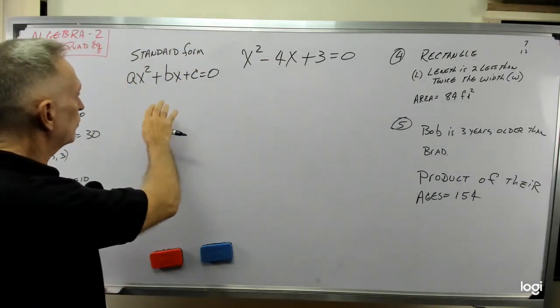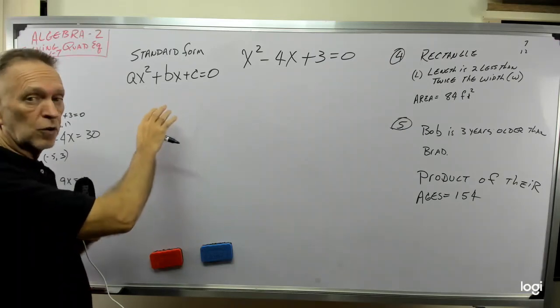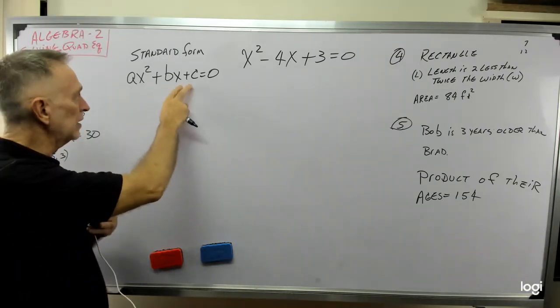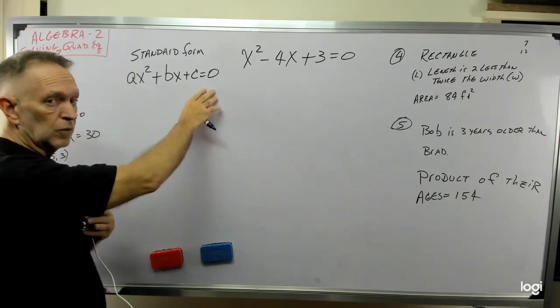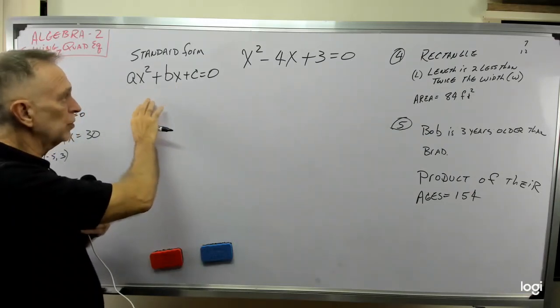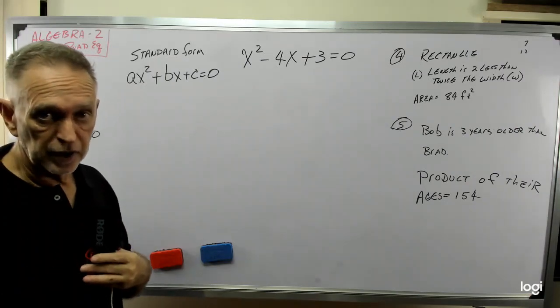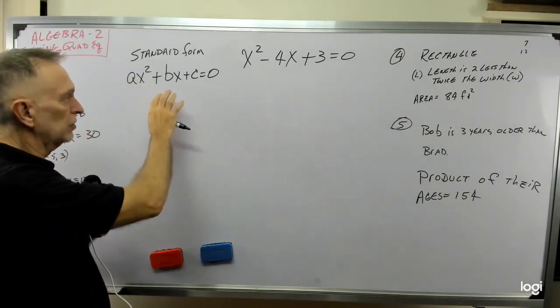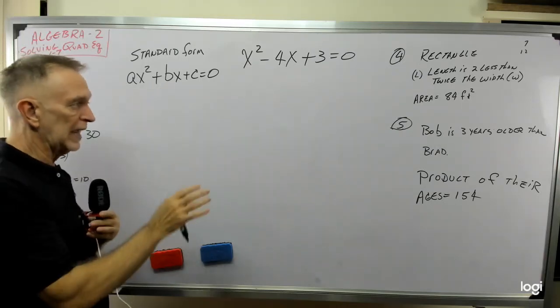The standard form for a quadratic equation is ax to the second power plus bx plus c equals 0. In this form, you can factor it, and we've been studying factoring for the last few lessons. You can factor and solve for the variable x.